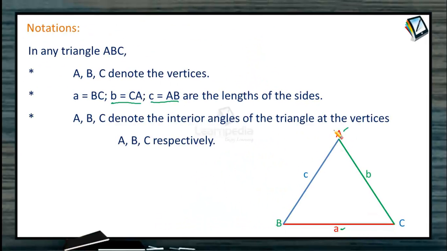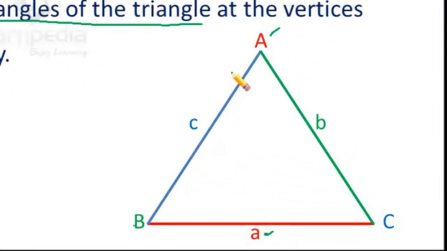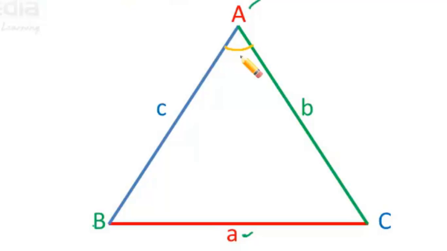Similarly, whenever we say angle A, angle B and angle C, we refer to the interior angles of the triangle. That means the angle at the interior part of the vertex A is denoted by angle A. Similarly, the interior angle at the vertex B is denoted by angle B. And the interior angle at the vertex C is denoted by angle C. Right? So capital letters denote the interior angles.